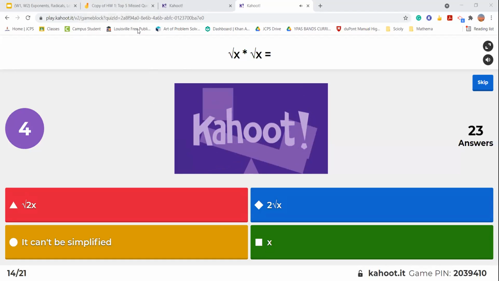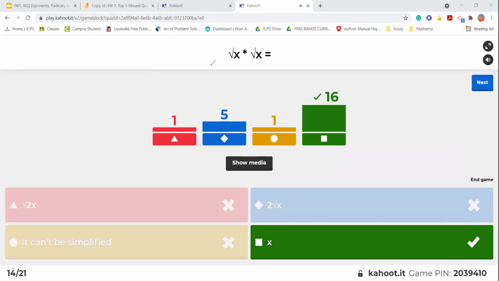Right, so basically the definition of a radical is that when you multiply 2 of them together, it becomes the number here. So radical x times radical x is indeed x.